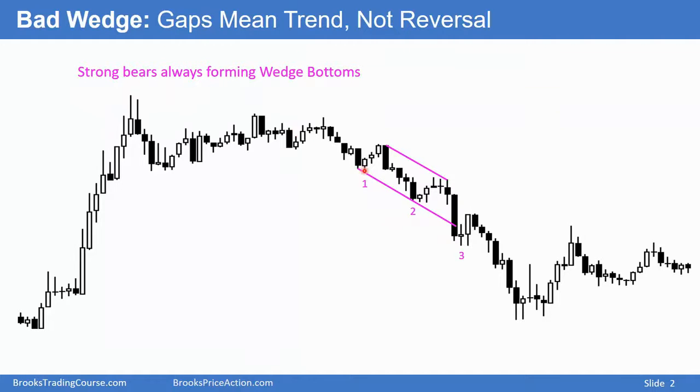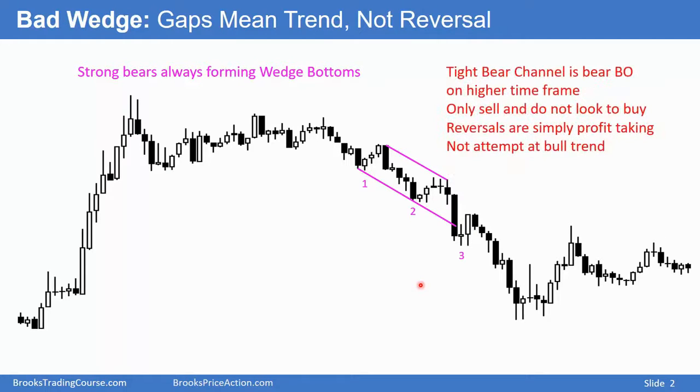The market's breaking to the downside, and again here, and again here. And you can count 3 pushes down, 1, 2, 3, and therefore a wedge. But a wedge alone is not a reason to buy in a strong bear trend. This bear channel is very tight. If you get a reversal, it's probably going to be minor. Bear trends are always forming wedge bottoms. 1, 2, 3, 1, 2, 3, 1, 2, 3. And just because you can count 3 legs does not mean it's reasonable to expect a reversal.